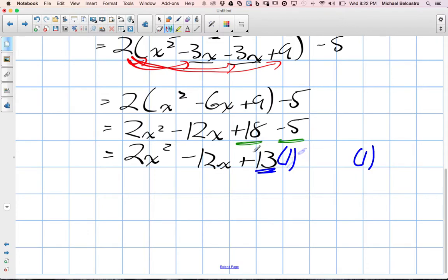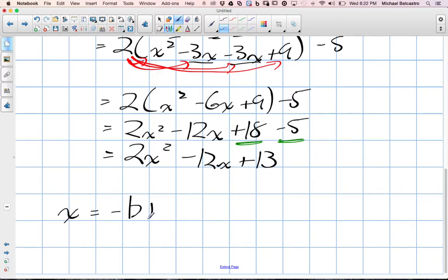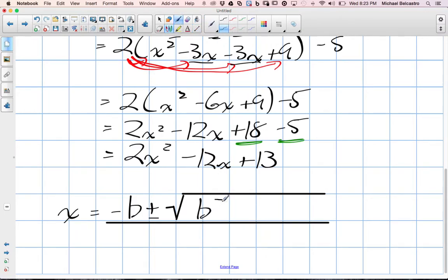Okay, from here we can factor, or we'll use the quadratic formula. The quadratic formula says, in other words, solving for the x-intercept, x = (-b ± √(b² - 4ac)) / 2a. So first we have to figure out what our a value is. The a value in standard form is the first coefficient, the one attached to our x squared.